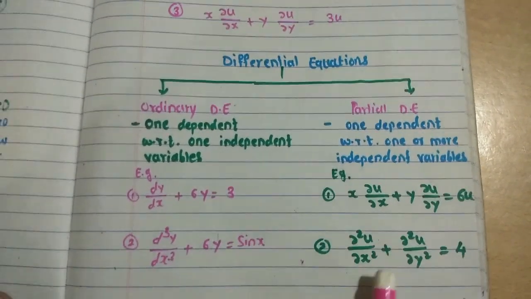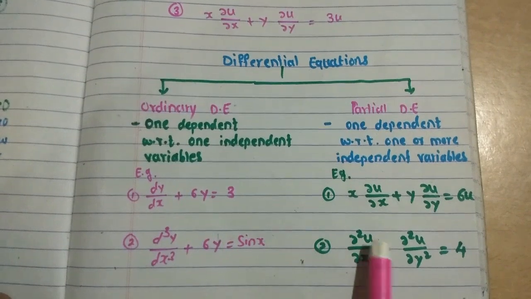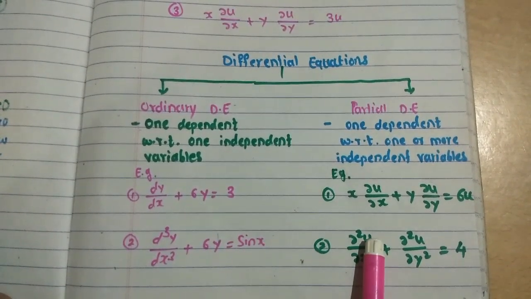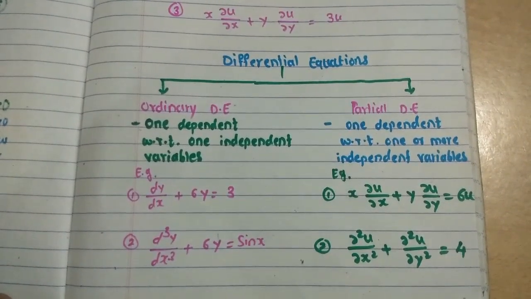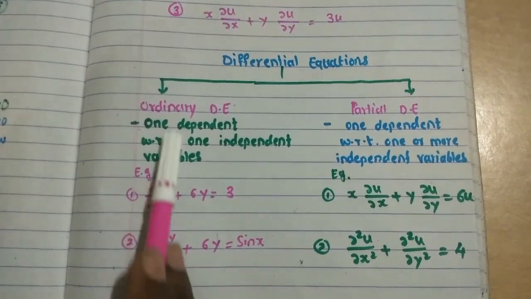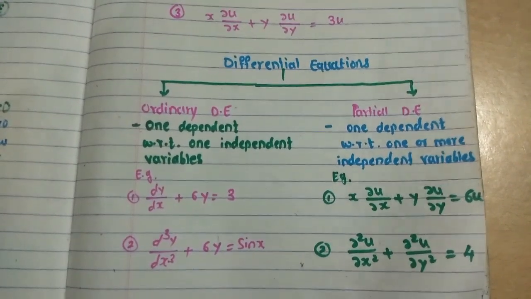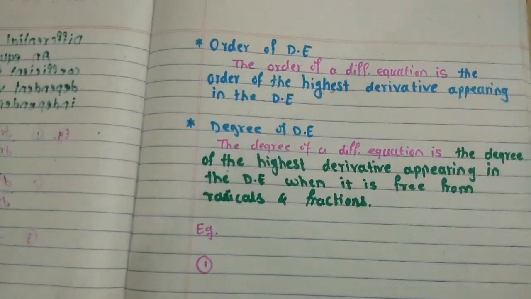Here is the second example, del square u by del x square plus del square u by del y square is equal to 4. Again you can observe here u depends on x and y. Means there is one dependent variable and two independent variables. So this is a partial differential equation. So these are the two types of differential equation: one is ordinary differential equation and the second one is partial differential equation. Now come to the next, order and degree of differential equation.